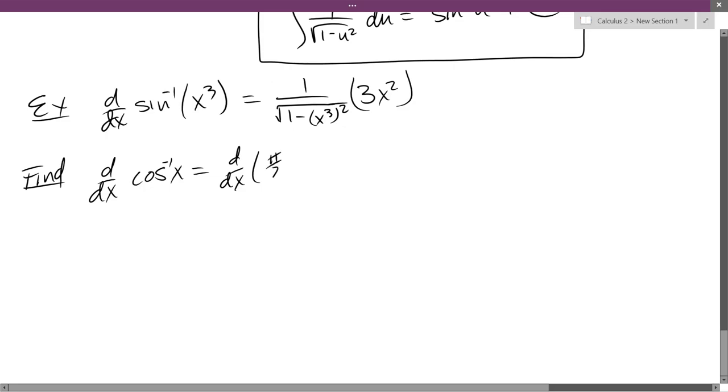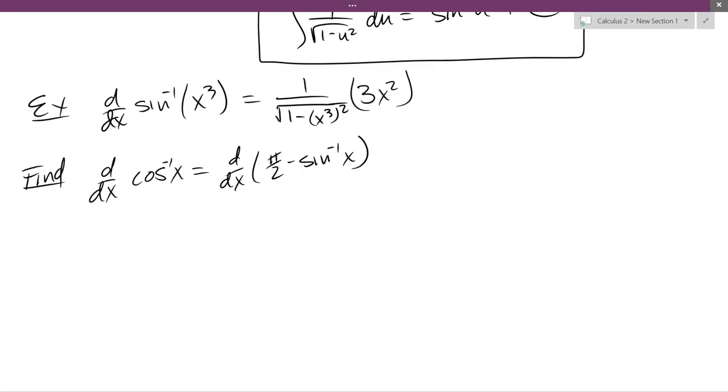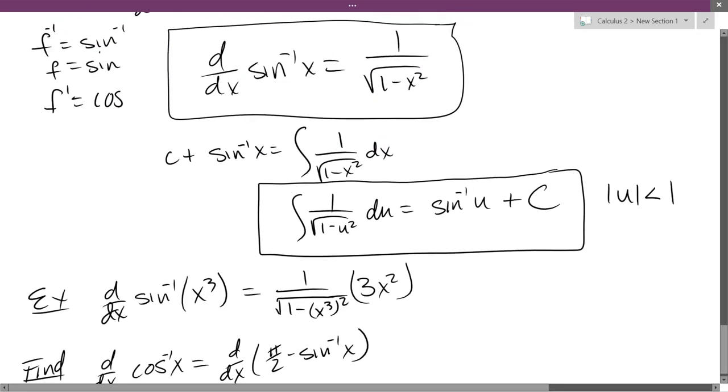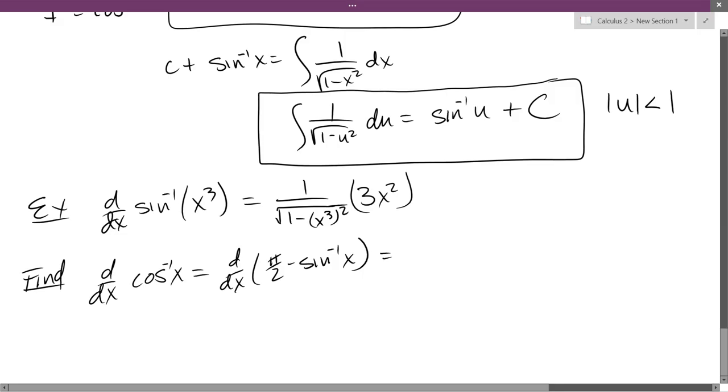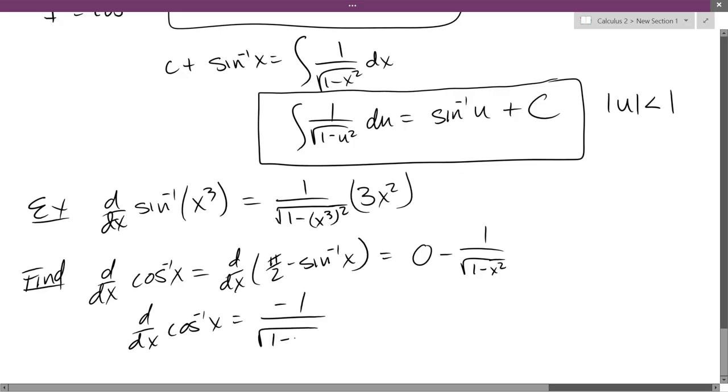So this is pi over 2 minus sine inverse x. And what's the derivative of sine inverse x? We just did that work and simplified it right up above, at the top of the screen. So we got that. We just have to do the derivative of a constant, which is 0, minus 1 over square root 1 minus x squared. So summarizing, we get negative 1 over square root 1 minus x squared.